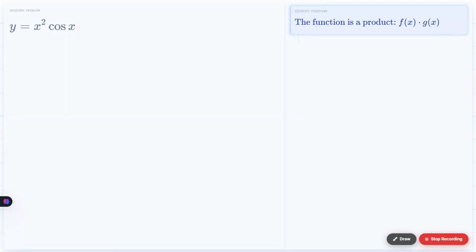We identify that the function is a product of two parts. We do this to know which rule to use next. Product means one part is multiplied by another part.